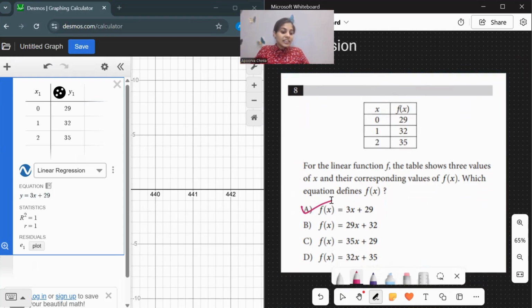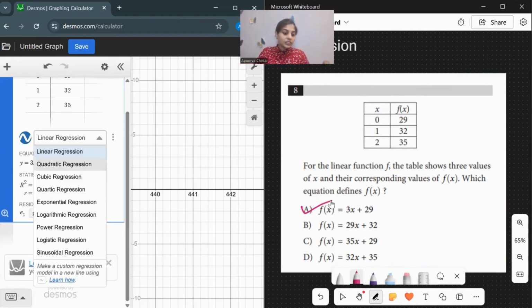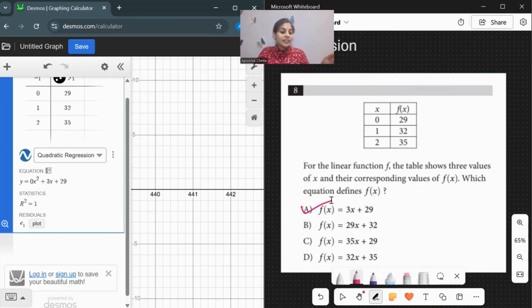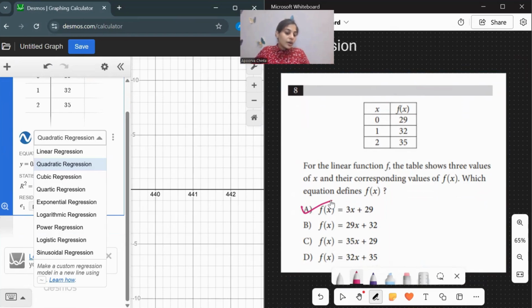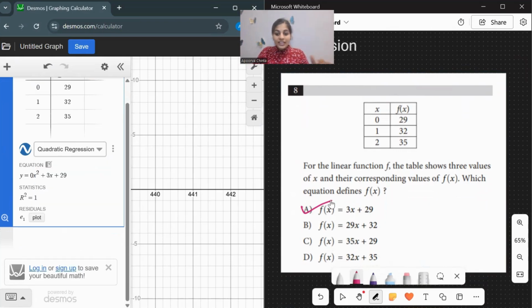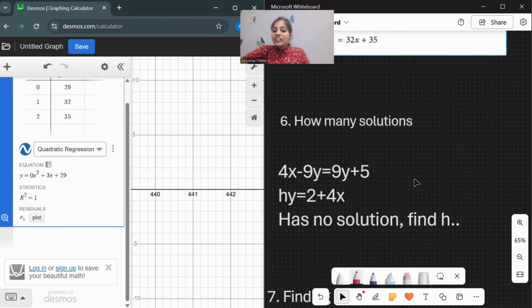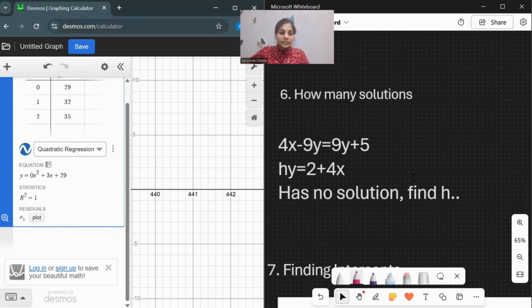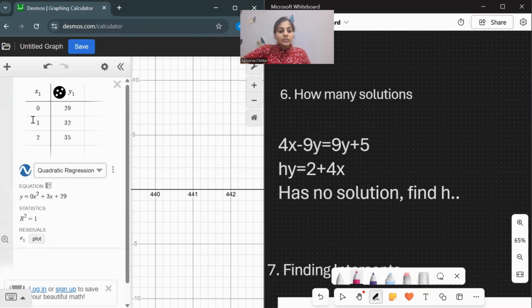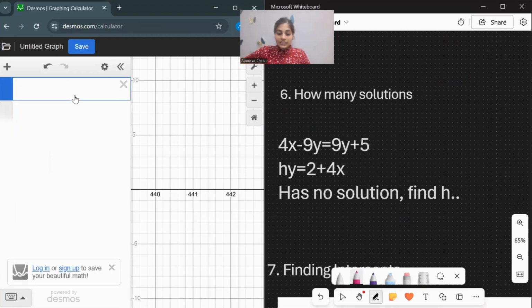So this is the equation for all the values which we have entered over here. We can find any type of regression: quadratic, which would look like this, or power regression or logistic or exponential, any regression. Isn't it simple? Yes. Now, the next one is how many solutions do we have? The first type of question is 4x minus 9y equals 9y plus 5 and hy equals 2 plus 4x has no solution.